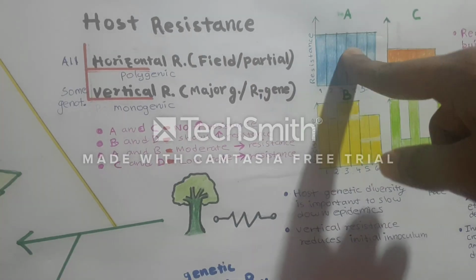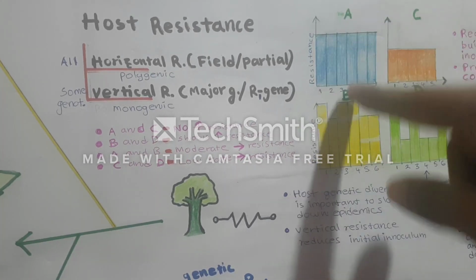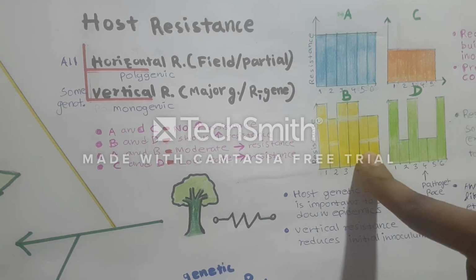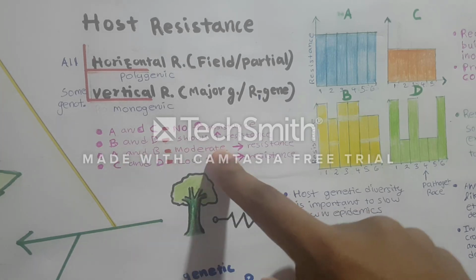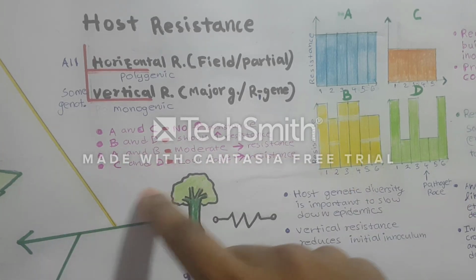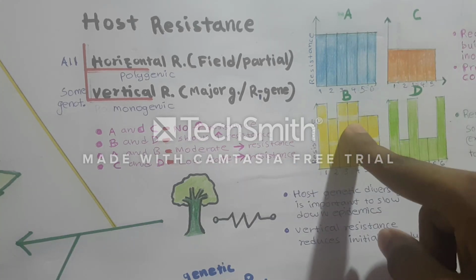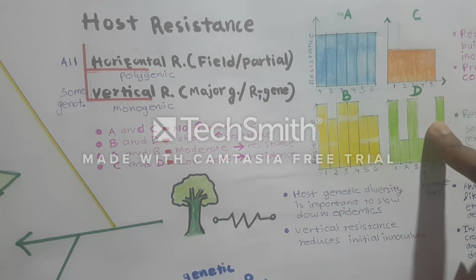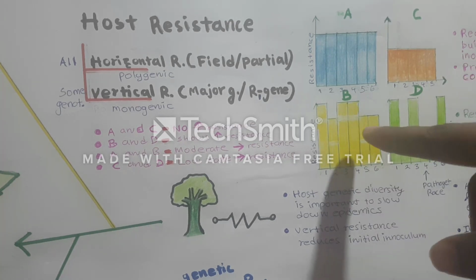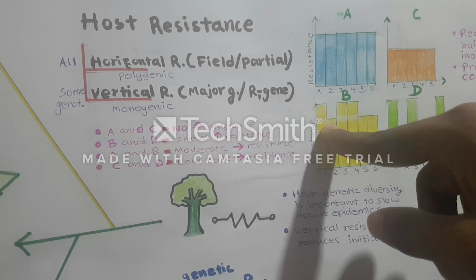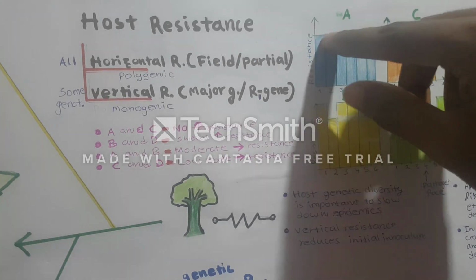Let's talk about graphs A and B, and how they differ from C and D. That's another perspective on how these graphs work. If you look at what I have written here, it says A and B show a moderate level of horizontal resistance, while C and D show a low level of horizontal resistance. How do we understand that? We understand that by looking at the point in the graph that shows the lowest level of resistance. If you look at A and B, you can see that this level is the same as this level.